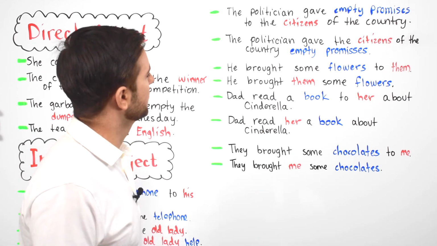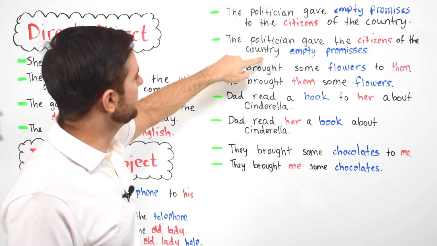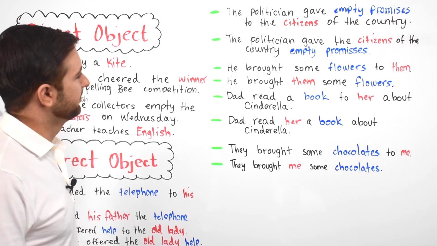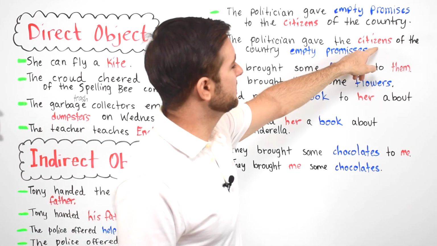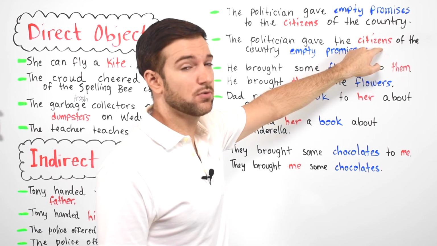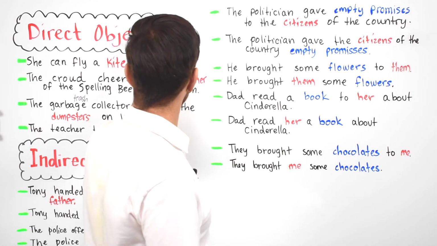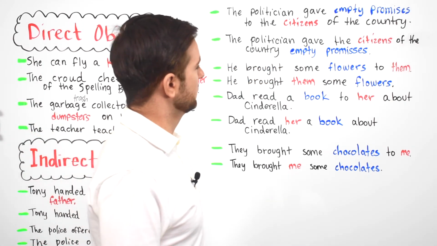of the country. Same example here, just it's a little bit different because in this one, what do we have? Why is this one different? Well, we have the indirect object that comes first, which are the citizens, because indirect objects are people or things that receive the direct object, which the direct object in this case are the empty promises.